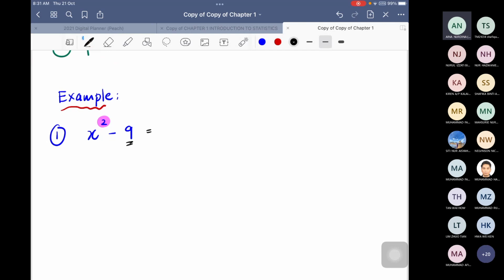Tapi kita tahu the fact that 9 sebenarnya adalah 3 kuasa 2. So now dua-dua dah kuasa 2, barulah boleh identify. So ni adalah kita punya nilai A, and ni adalah kita punya nilai B. So this is our A and this is going to be our B.